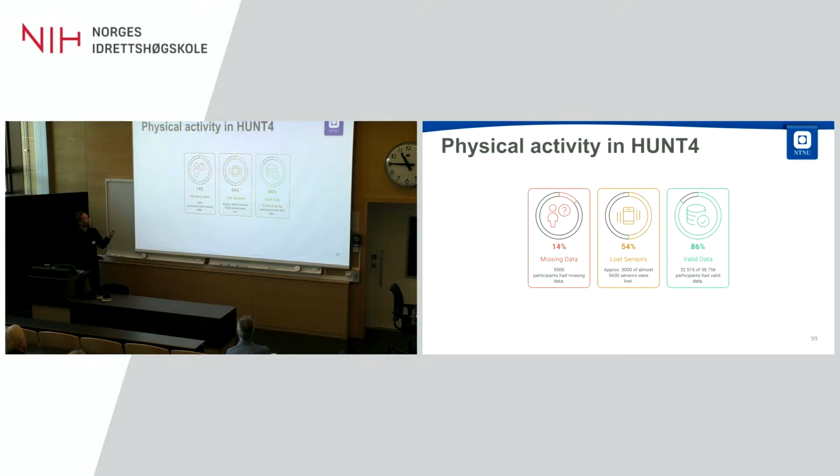So let's move over to the activity measurements in HUNT. We have valid data of 32,500 people with at least 24 hours of measurements with both sensors. Missing data on 5,500 people, and we actually lost 3,000 of 5,600 sensors. In absolute terms, that's a lot, but in relative terms, it's like 3-4%.